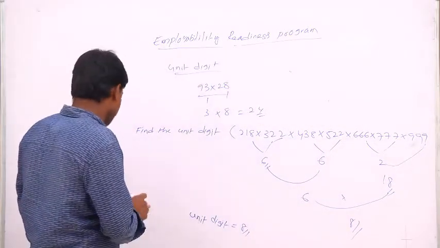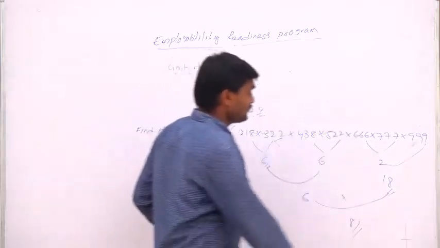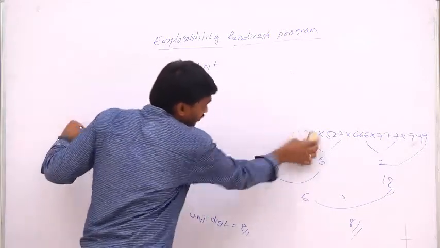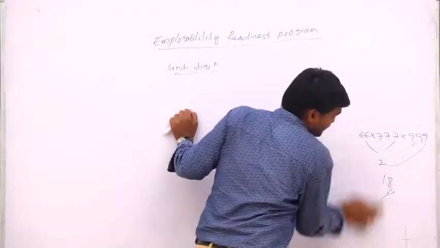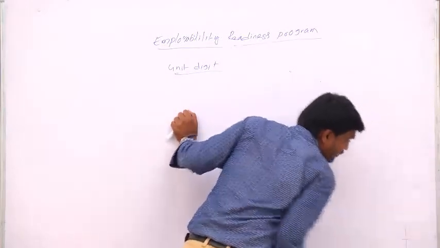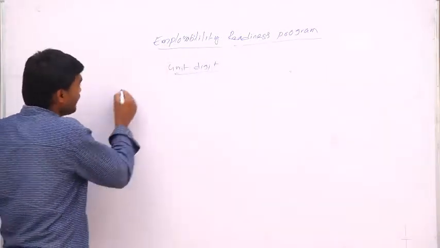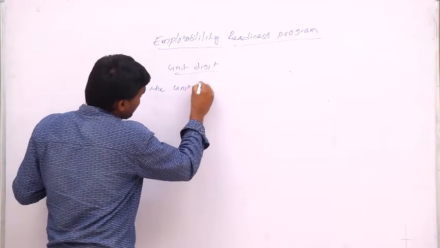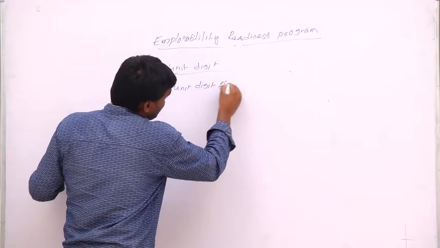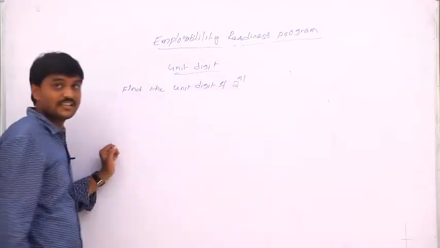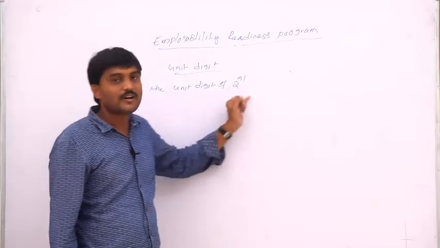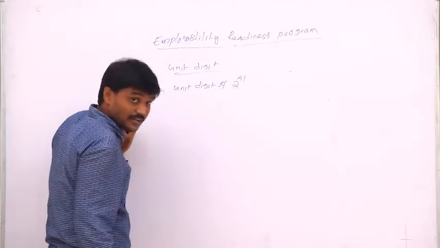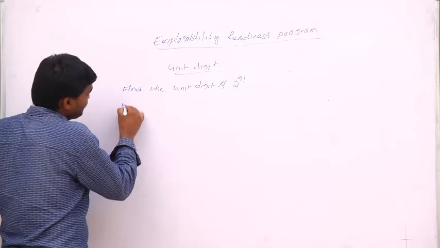So then the next is another example. Find the unit digit of 2 power 91. You are asking what is the unit digit of 2 power 91? So here, if you want the unit digit of 2 power 91, method 1.